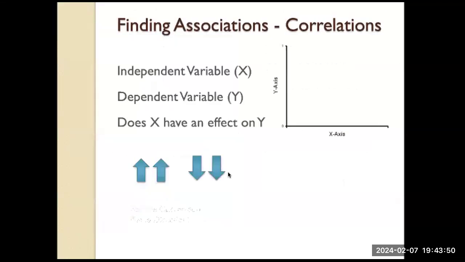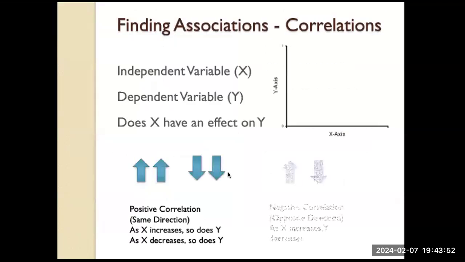Correlations. You'll see a lot of this in studies. We are looking at how data falls when we plot it on the x-axis and the y-axis. If values are going in the same direction, we say it's a positive correlation. That means as x increases, so does y. As x decreases, so does y. That's what we mean by the same direction.